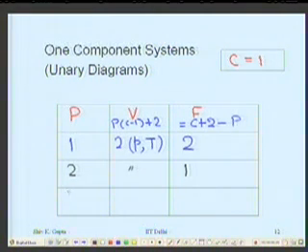Alright, let's go to the next one. The 3 phases present in the system. Variables will still be 2, pressure and temperature, and degrees of freedom would now become 0. Both pressure and temperature are fixed when you want to see the 3 phases in equilibrium, in this case ice, water and vapors.